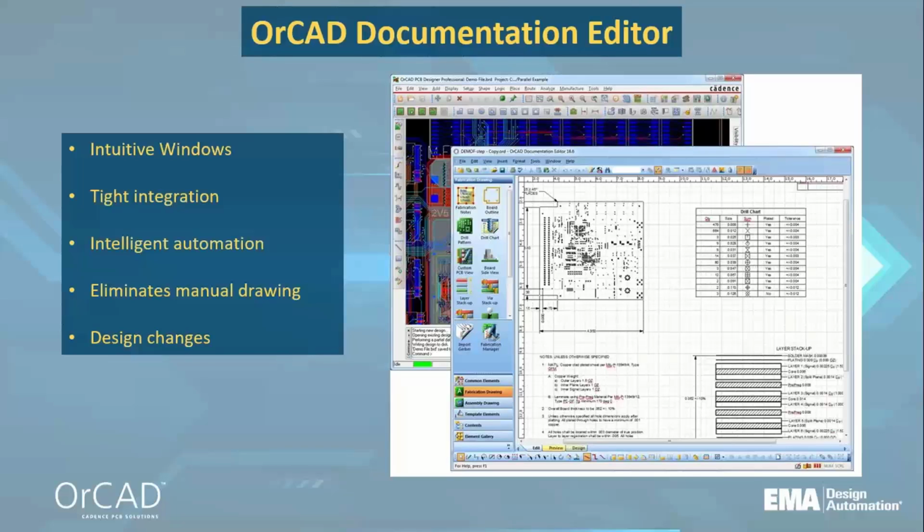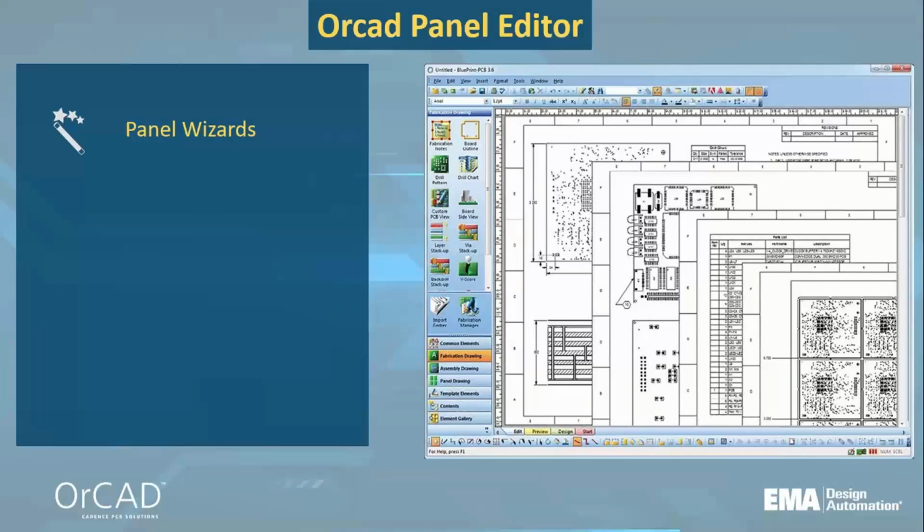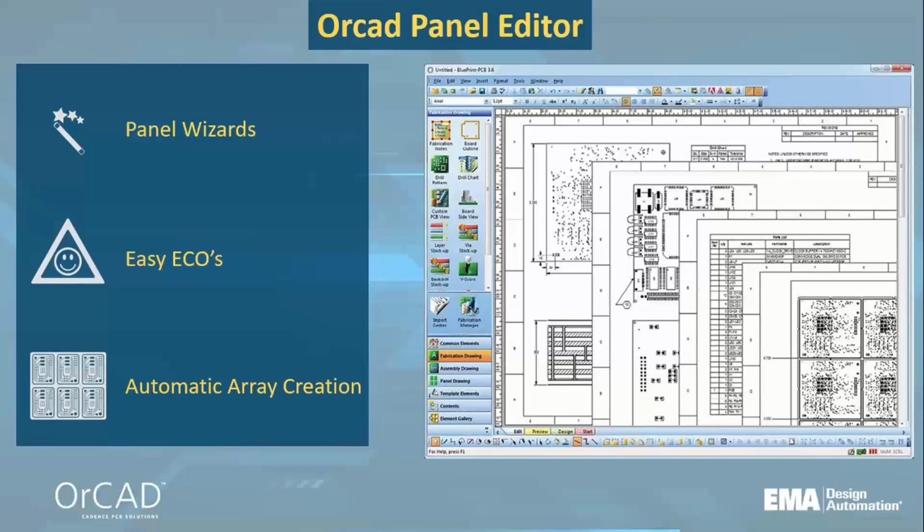We also have a panel editor as well if you're doing your own panelization. There's a panel wizard, easy ECOs, perform fast engineering change orders. Change orders can be done really quickly. Should you change your design, we can quickly just push it into the panel editor, and it's going to change the designs that are inside there. So that's very easy to do. And then automatic array creation. So it's going to put the arrays in of the size panel that you decide that you want to use. And I'm sure that most of you are using your manufacturing and have a close relationship with them.